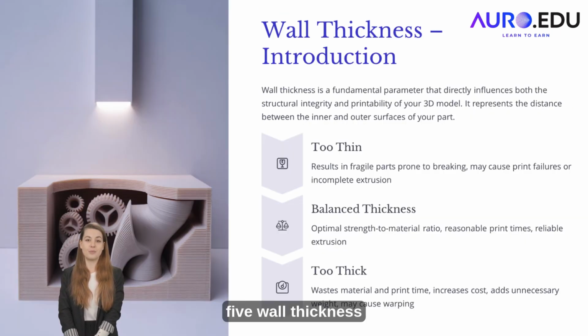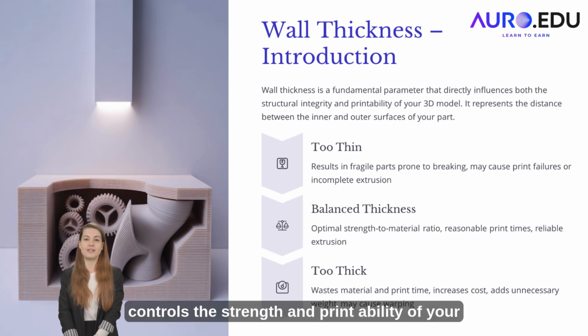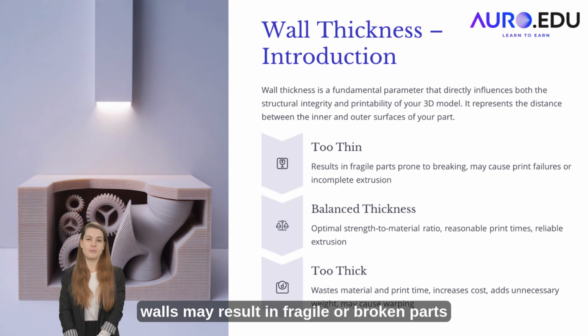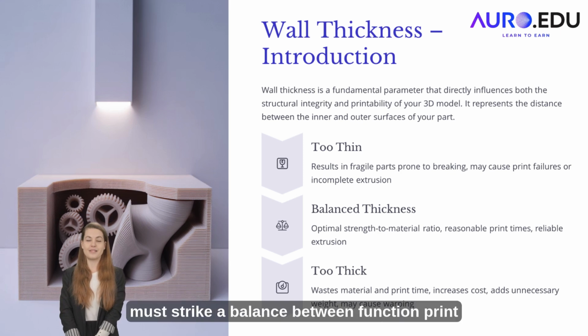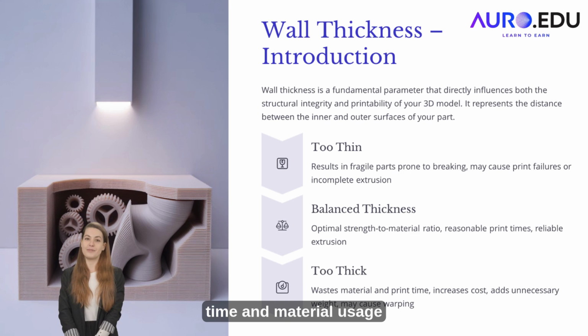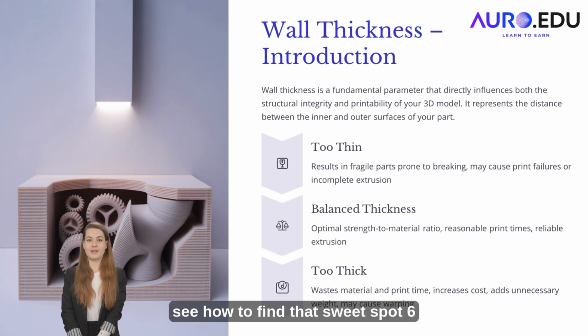5. Wall thickness. Introduction. Wall thickness controls the strength and printability of your model. Thin walls may result in fragile or broken parts, while overly thick ones waste filament and time. Design must strike a balance between function, print time, and material usage. Let's see how to find that sweet spot.